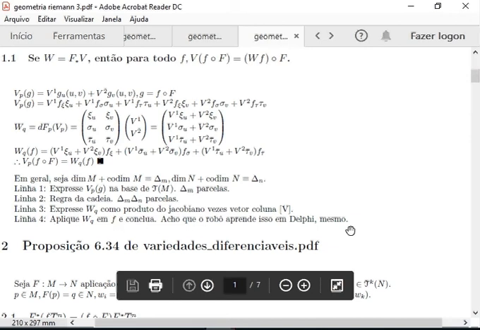A robot learns that in Delphi, indeed. And black square.